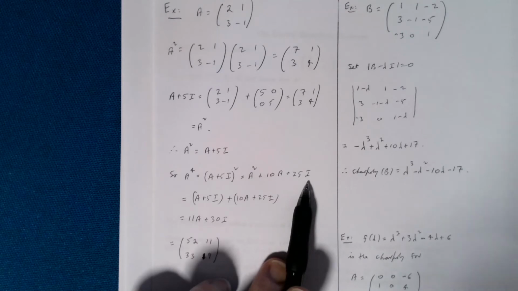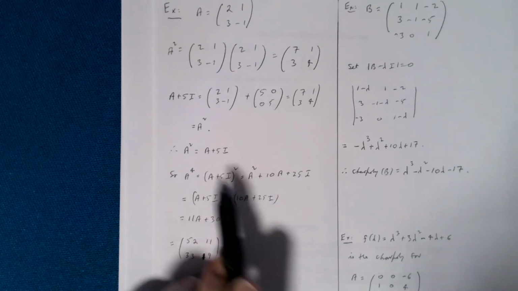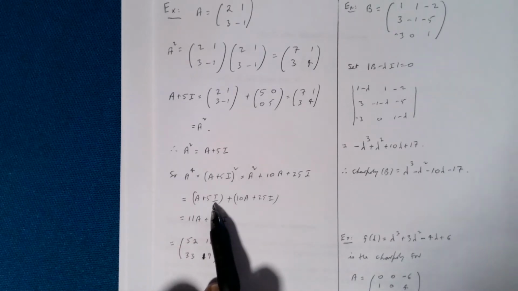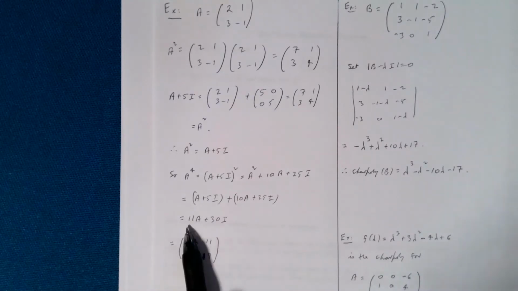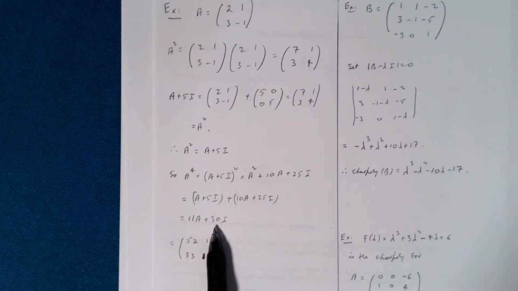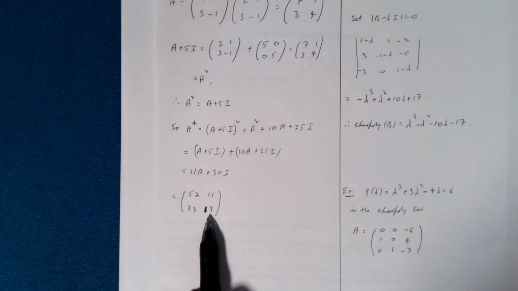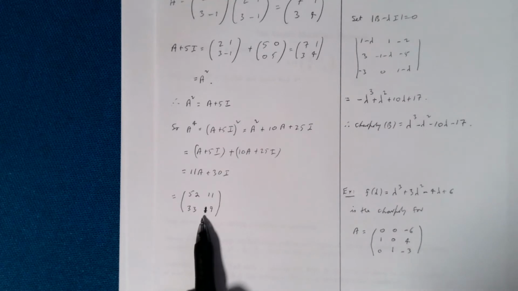Now I can bootstrap this. I can use the identity for A squared. I can replace that in here and write that as A plus 5I plus 10A plus 25I, and simplify gives me 11A plus 30I. And if you wanted to work that out explicitly, well, you just multiply A times 11 and add on 30 times I, and that gives me this matrix here, which we got without having to multiply A by itself 4 times. Indeed, I'm sure you can see that you could use this method to work out any power of A. It takes a bit of time to do, but you could do it using this particular method.